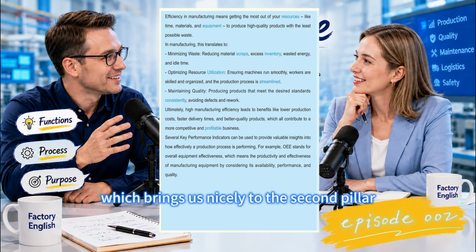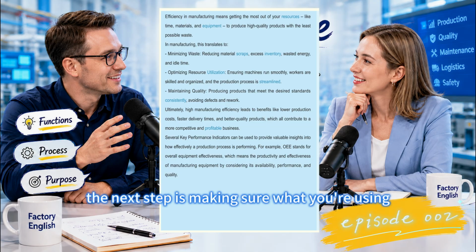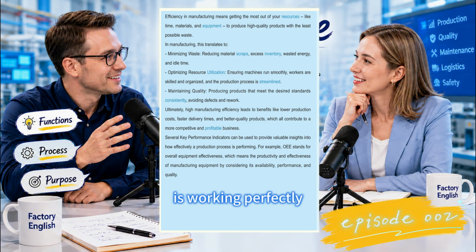Which brings us nicely to the second pillar. Once you stop wasting what you have, the next step is making sure what you're using is working perfectly. Let's read that second bullet point. Okay, it says optimizing resource utilization, ensuring machines run smoothly, workers are skilled and organized, and the production process is streamlined. The big word here is utilization. Yeah, it sounds very corporate. It does, but it just means how much something is actually being used compared to its maximum capacity.